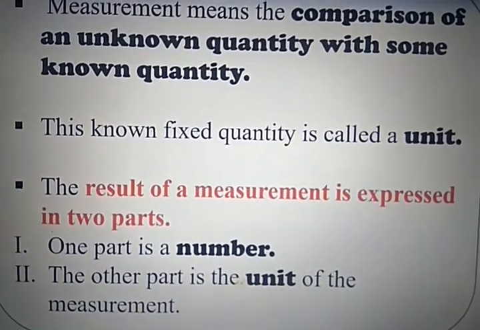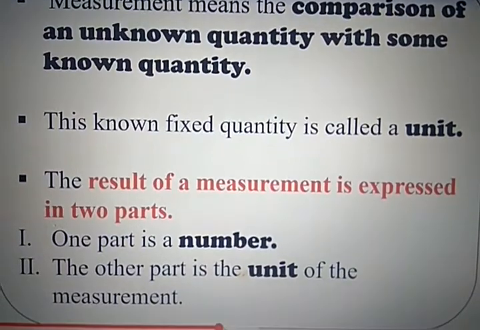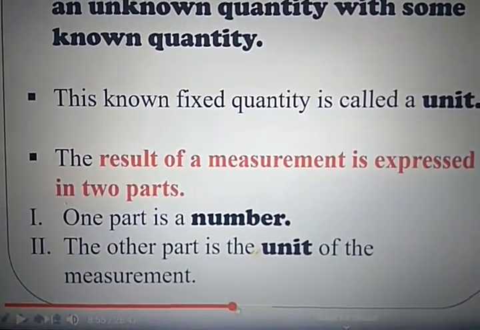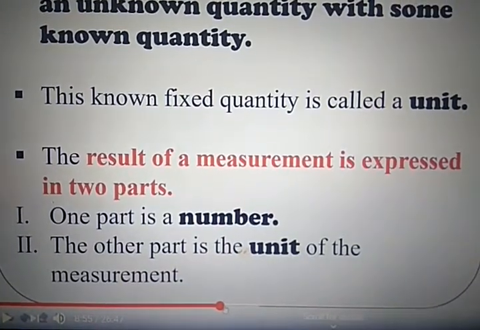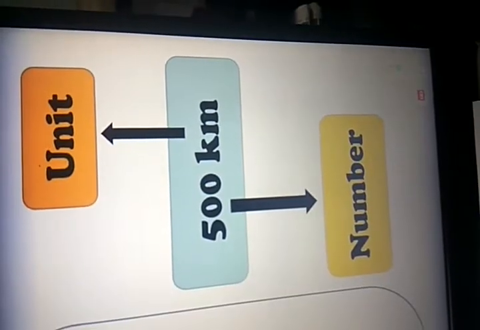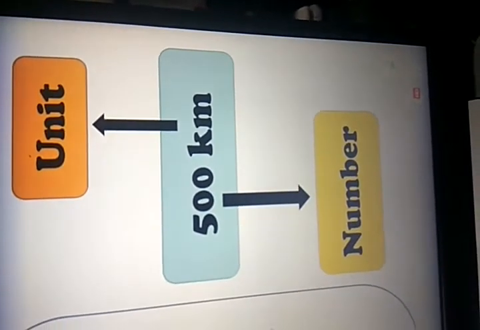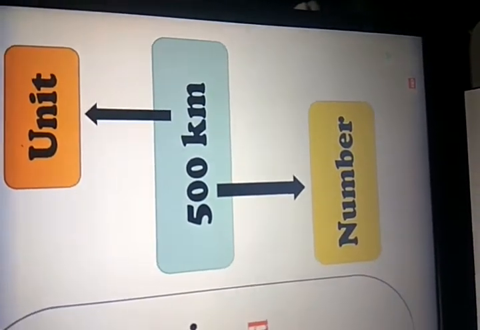The result of the measurement is expressed in two parts. One part is the number, the other part is the unit of the measurement. For example, suppose 500 kilometer. So 500 is a number and kilometer is a unit.